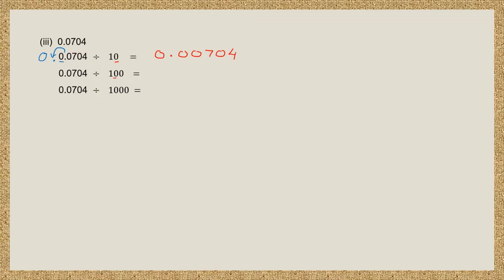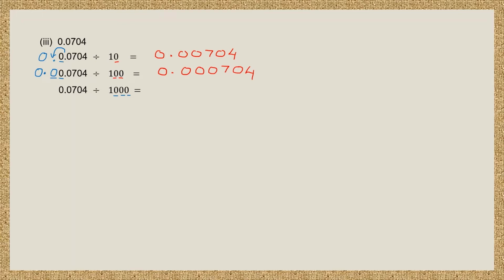0.00704. Division by 100. There are 2 zeros. So let's be very careful when we do this. 2 zeros, so 2 places to the left. So 1 place, then I have one more place, and then I put my point. Let me fill in all this with zeros. 0 here and a 0 there. So what is my answer? 0.000704.